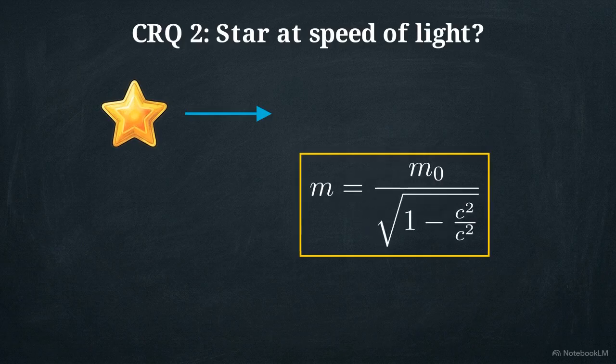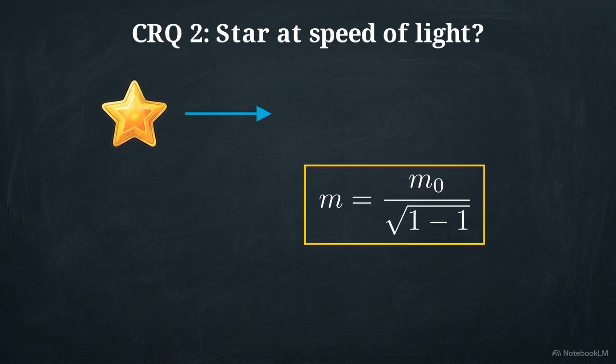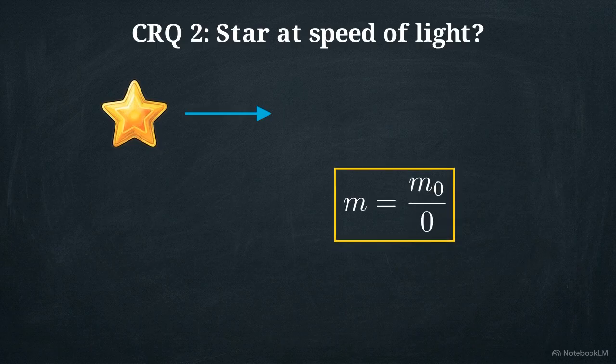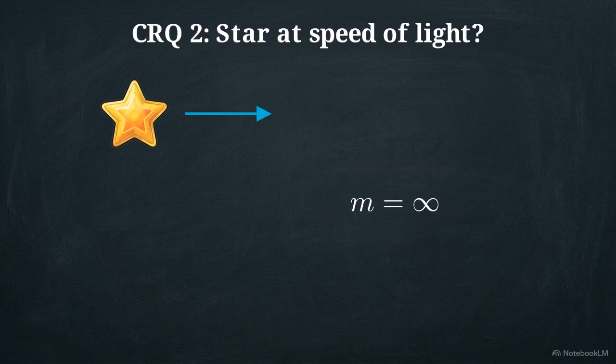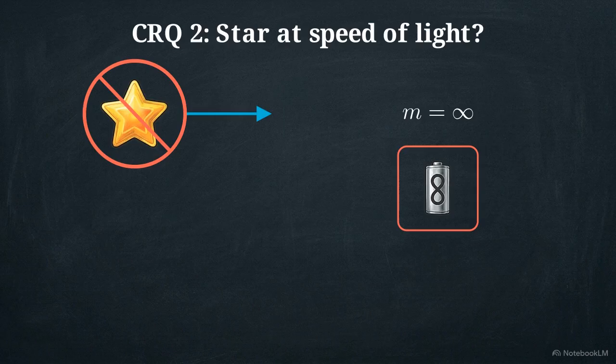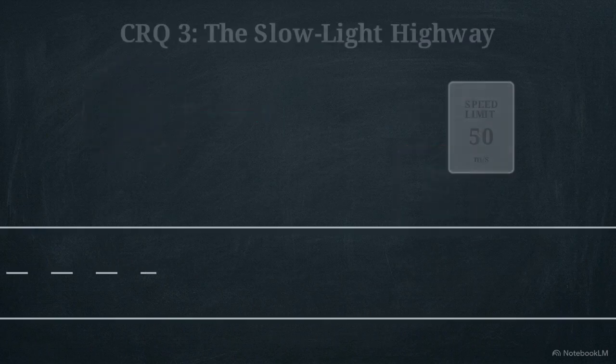When we substitute the star's velocity, v, with the speed of light, c, the fraction v²/c² becomes 1. 1 minus 1 leaves us with 0 in the denominator. Dividing the rest mass by 0 yields an infinite mass. Since accelerating an infinite mass would require infinite energy, the star can never reach the speed of light.